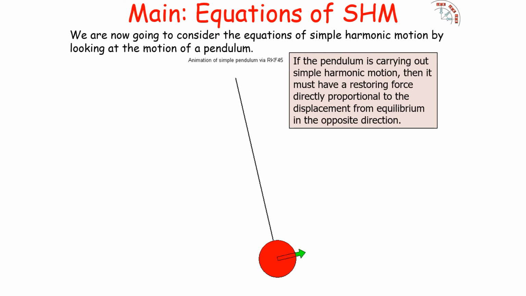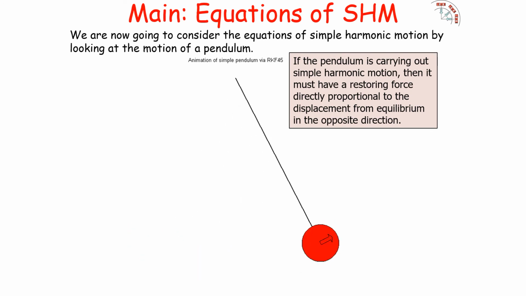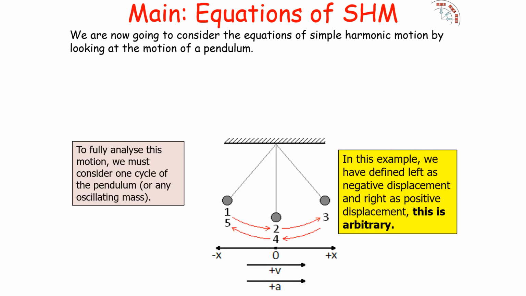So if a pendulum is carrying out simple harmonic motion, then it must have a restoring force directly proportional to the displacement from equilibrium in the opposite direction. To fully analyse this motion, we're going to consider the cycle of one pendulum. In this example, we've defined left as negative displacement and right as positive displacement, but this is completely arbitrary.